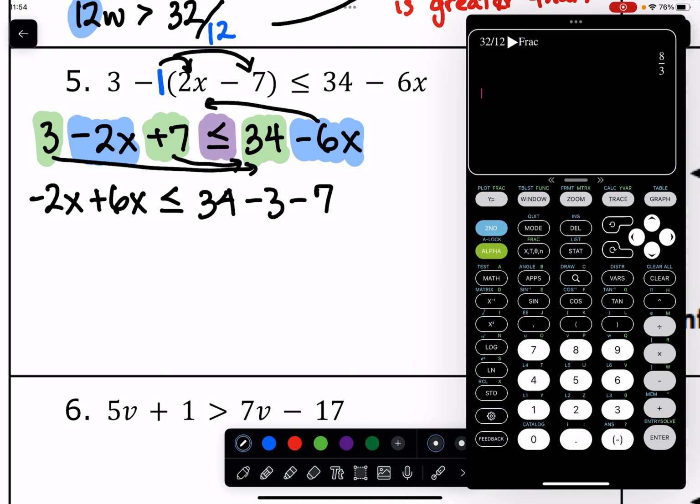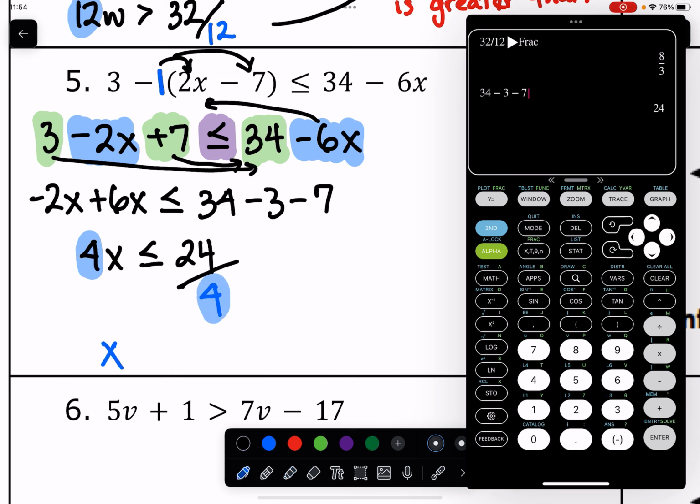So let's simplify the left side. Negative 2 plus 6 is 4. So we have 4x less than or equal to, and then 34 minus 3 minus 7. That's a total of 24. Now we're going to divide, but we're dividing by a positive 4. So the inequality is not going to switch. So we're still going to have x less than or equal to, and well, 24 divided by 4, that's a total of 6.